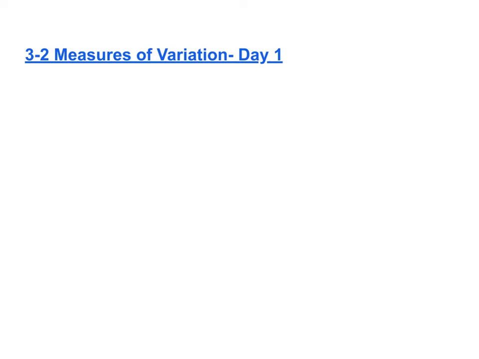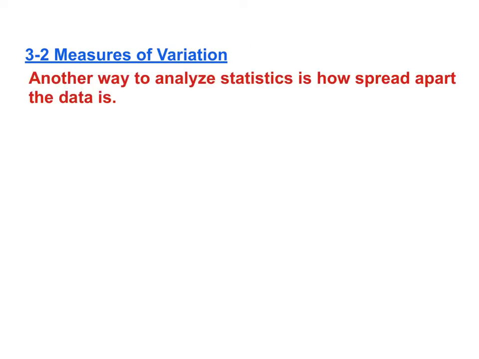Alright, so 3.2 measures of variation. We talked about measures of central tendency in 3.1. Today we're going to look at the ability to analyze statistics using how spread out data is. That's another way to analyze how closely bunched together the data is versus how spread out the data might be.